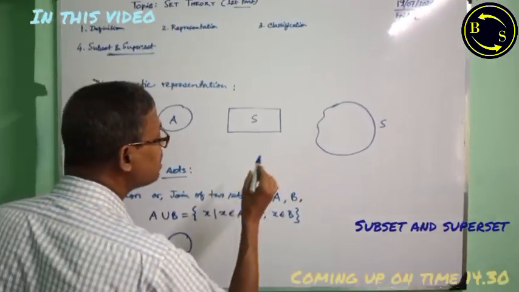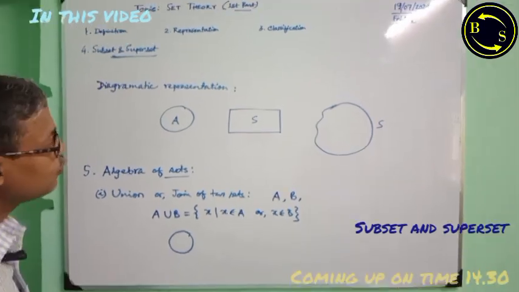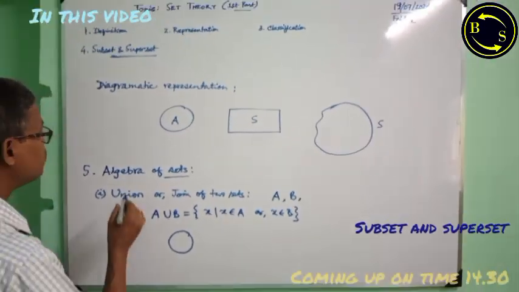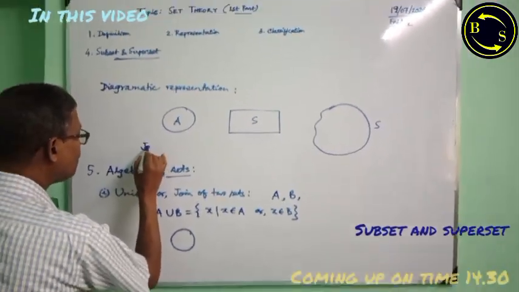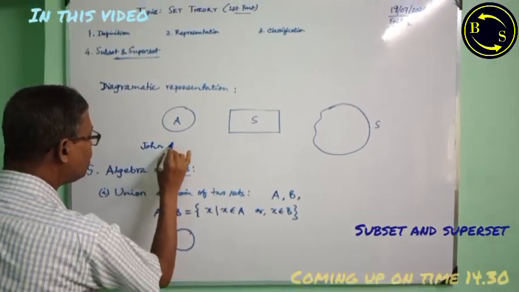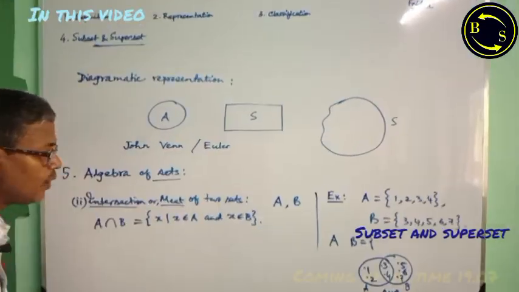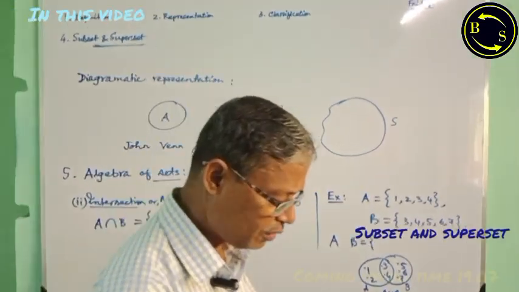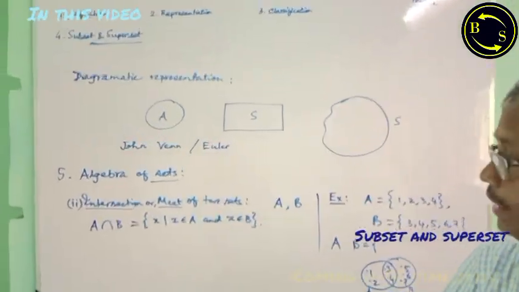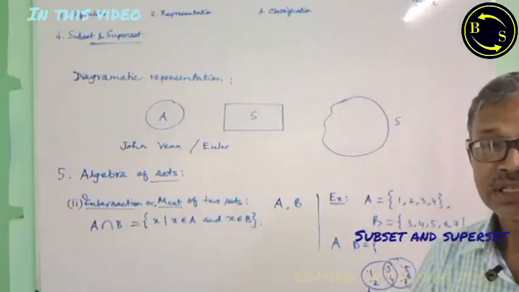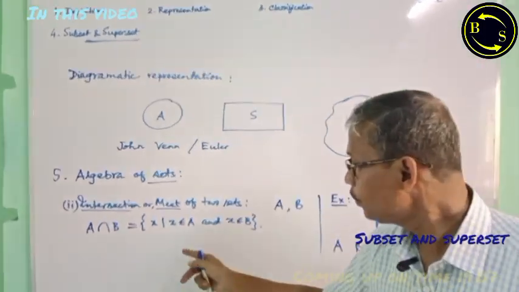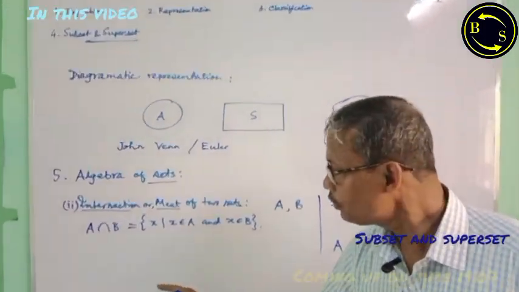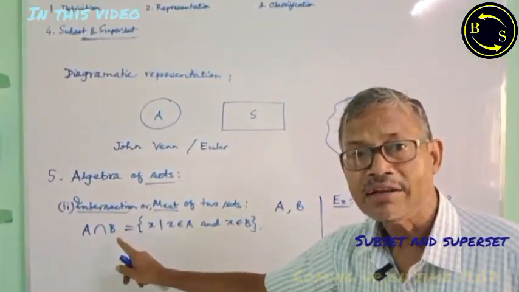These diagrams were used by John Venn. Therefore, intersection of two sets or meet of two sets is a set having members which are common to both A and B sets.